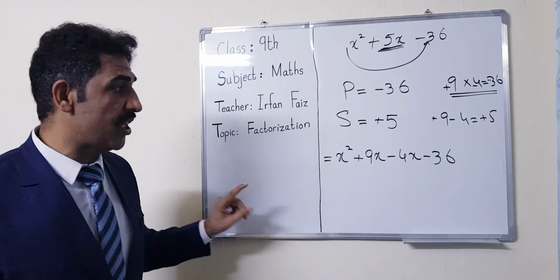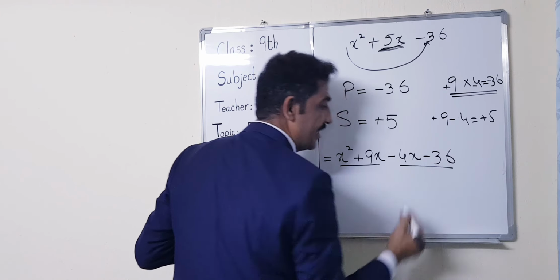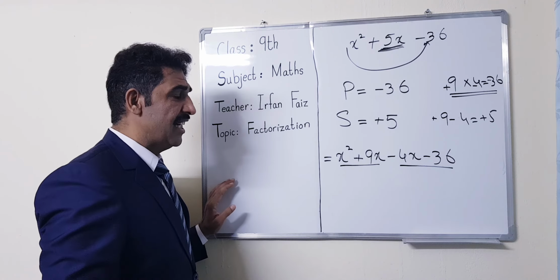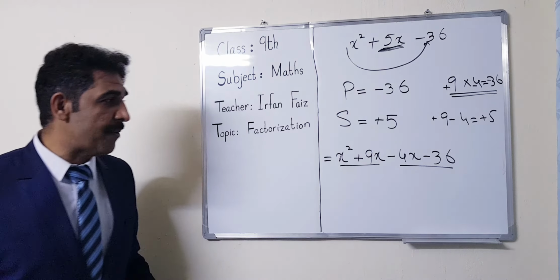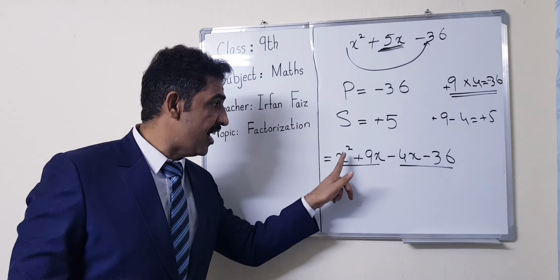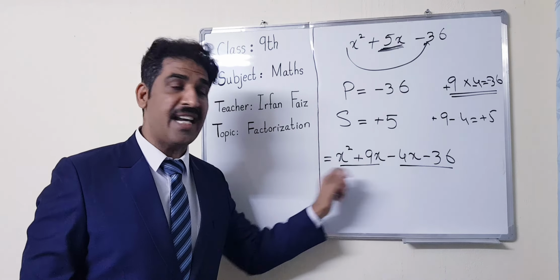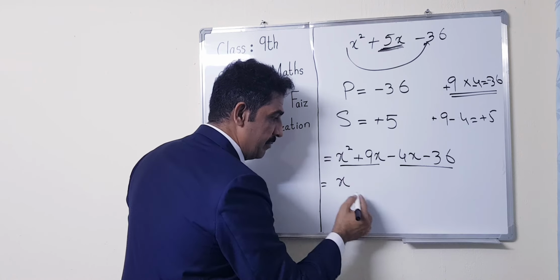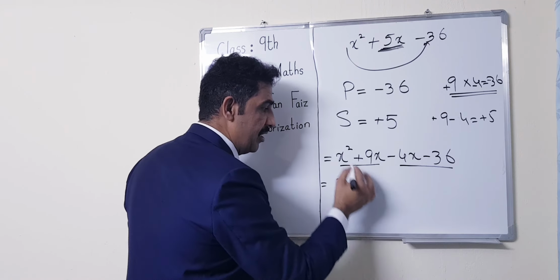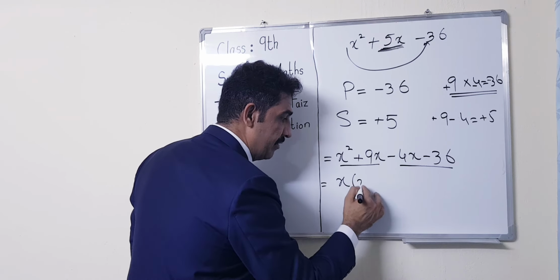So there are a total of 4 terms and 2 pairs. This is the first pair and this is the second pair. Now we have to see what is common in the first pair. There is x square, meaning x multiplied by x, and this is only 9x. So x is common in the first pair. The equal sign is compulsory, you have to use it. When you take x common, what is remaining? There is x into x, so taking 1x common, x will remain.